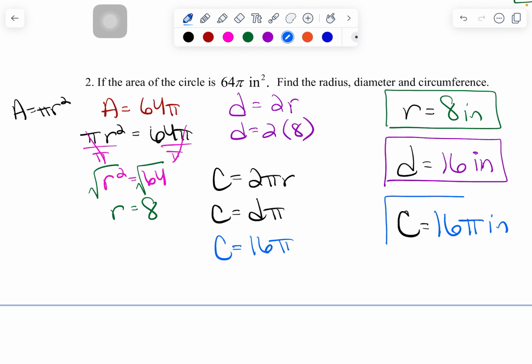Circumference is just the unit of measure, so inches. So radius is in inches, diameter is in inches, and circumference is also in inches. Area is the one that we're talking about covering the shape, so that has to be in square inches.